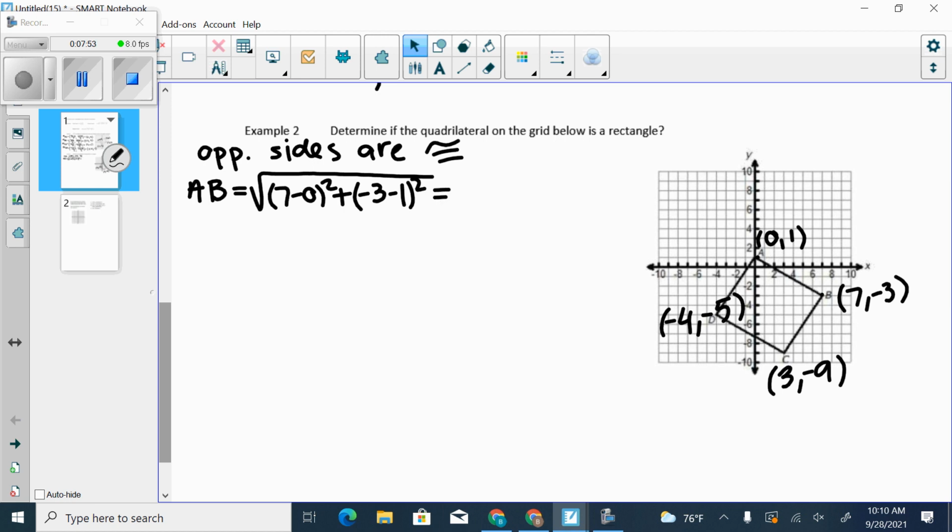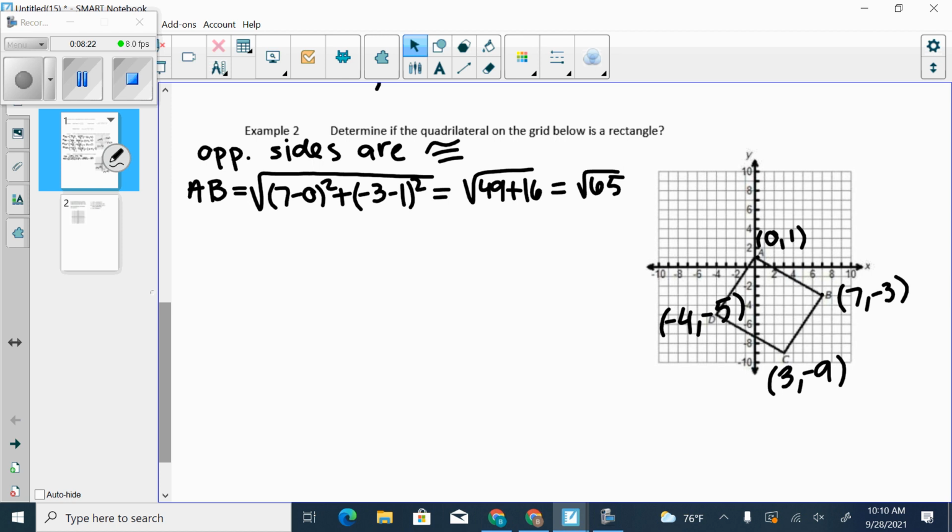So what is 7 minus 0? 7, and what's 7 squared? 49. And what's negative 3 minus 1? Negative 4, and what's negative 4 squared? 16. And what is 49 plus 16? 65. Very good.